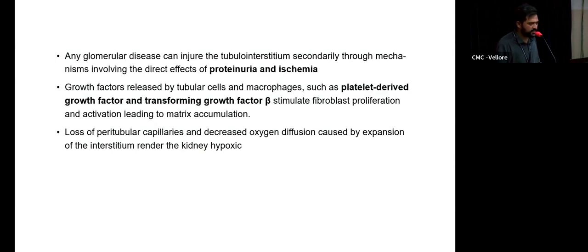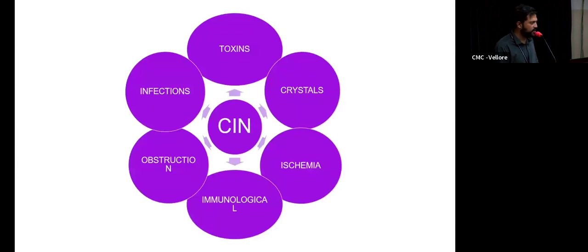So what happens is that once there's a lot of IFTA, there's a lot of peritubular capillary loss. It's called vascular rarefaction. That causes a decrease in oxygen diffusion, and that causes the interstitium to be hypoxic. So that further damages the glomerulus, and secondarily it can cause glomerular obsolescence also. So the glomerulus itself can be shrunken later on. So this is just a broad outline of all the causes of CIN. You can have toxins, infections, obstruction, immunological, ischemia, and crystals.